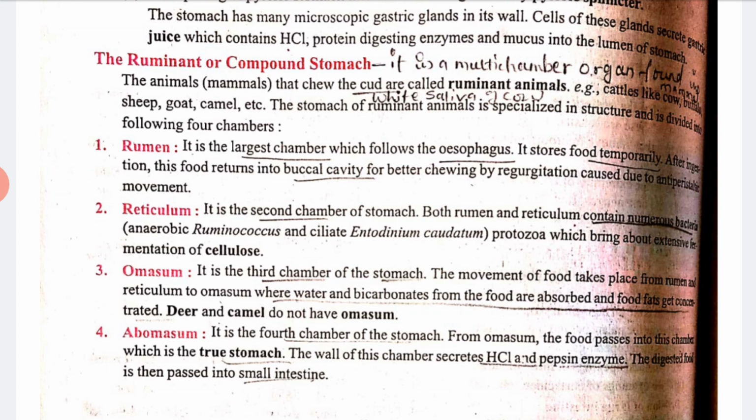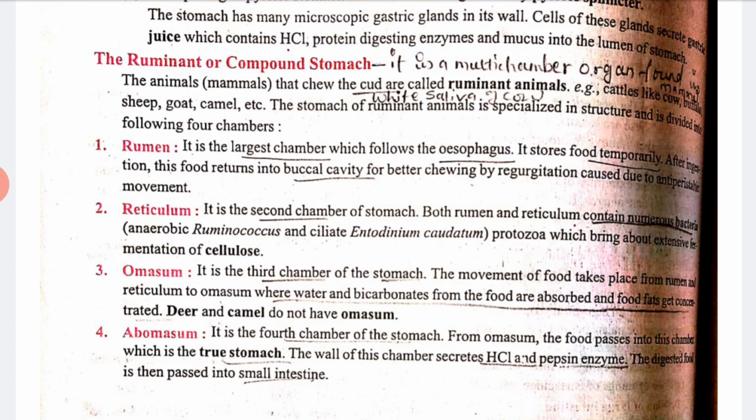The stomach of a ruminant animal is specialized in structure, and it is divided into the following four chambers. First we have the rumen. This is the largest chamber, which follows the esophagus, and it stores food temporarily. After ingestion, this food returns into the buccal cavity for better chewing by regurgitation caused by anti-peristaltic movement.